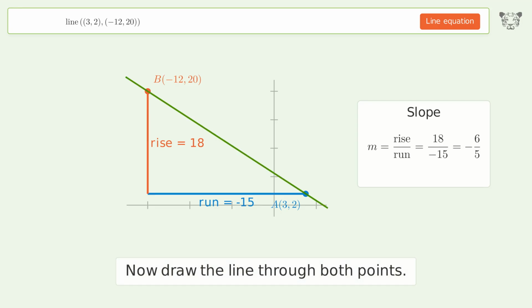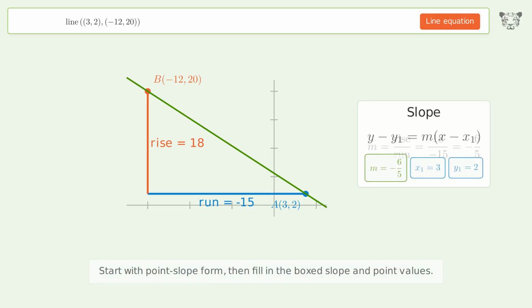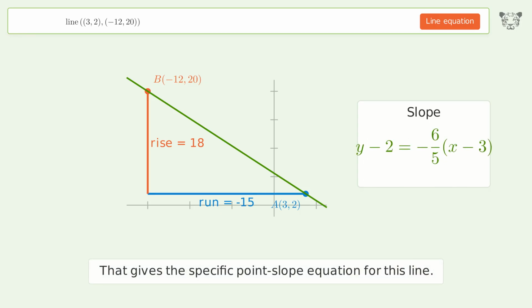Now draw the line through both points. Start with point slope form, y minus y1 equals m times x minus x1. Then fill in the boxed values, slope is -6/5, x1 is 3, and y1 is 2. That gives the specific point-slope equation for this line.